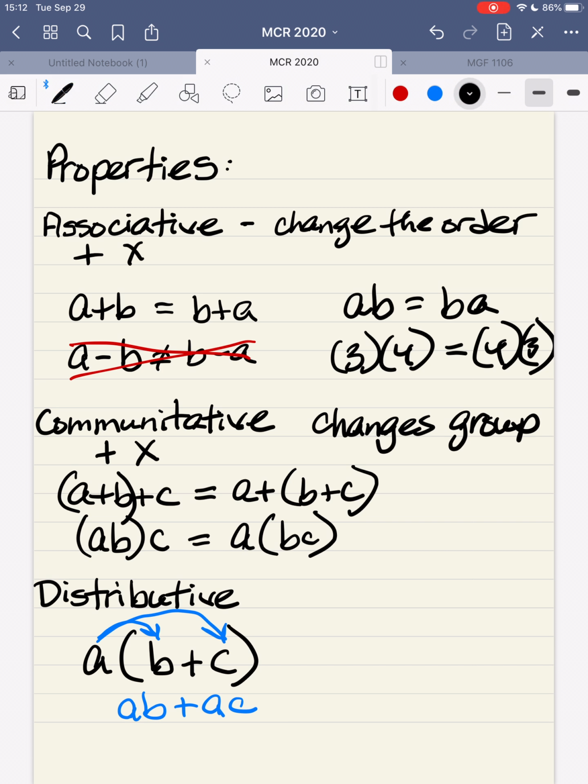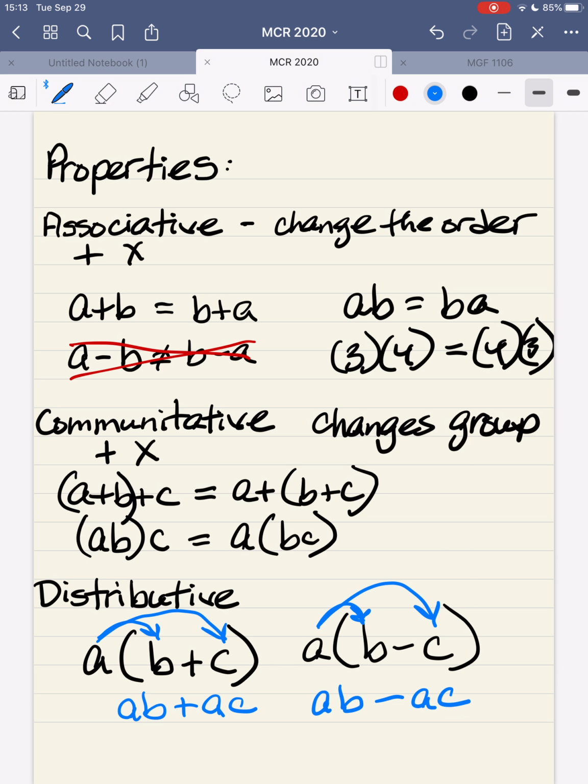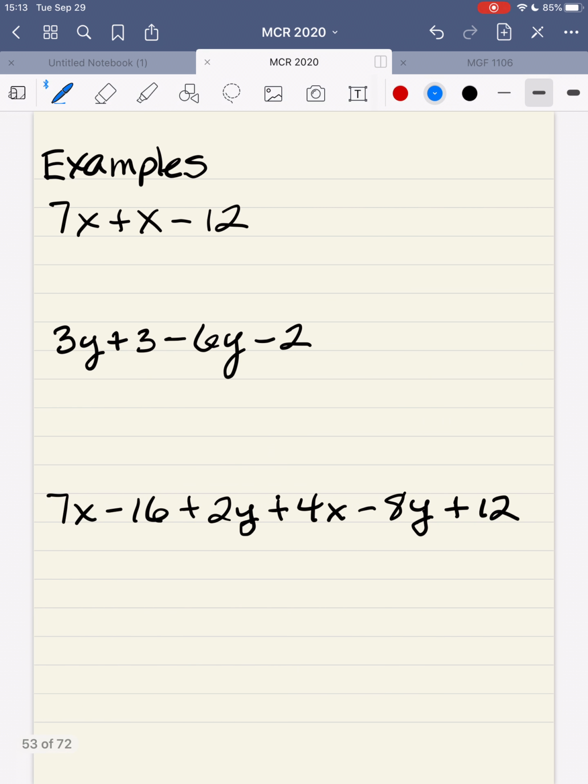This one also does work for subtraction inside there. So if I have a times b minus c, then I would have a times b for the front distribution, and then I would have minus a times c. Let's go ahead and look at a few examples here. We're going to go ahead and work through them.